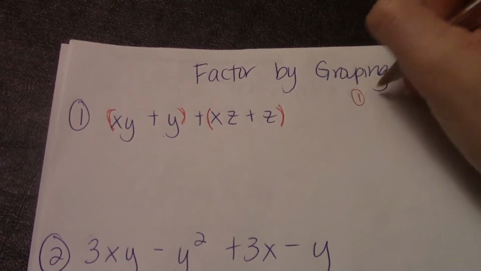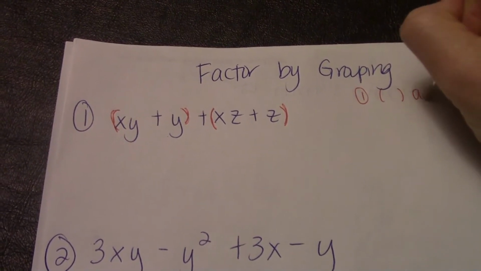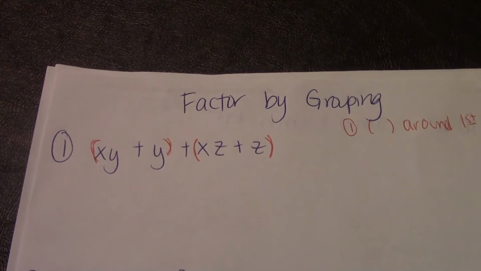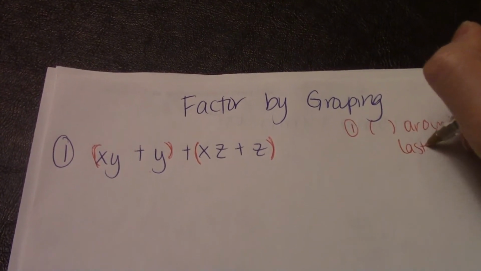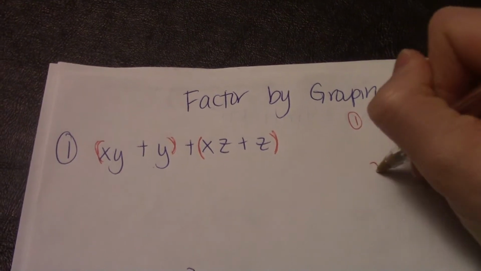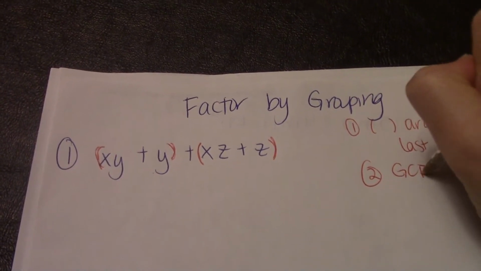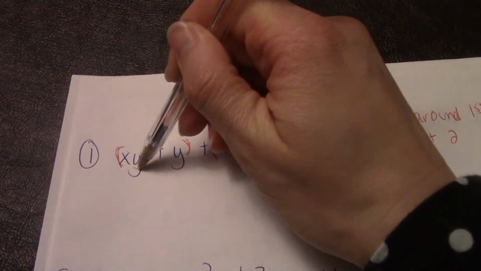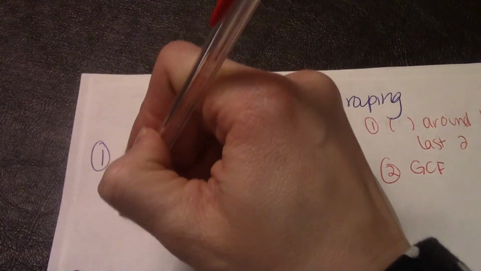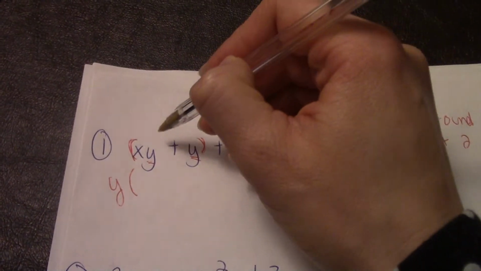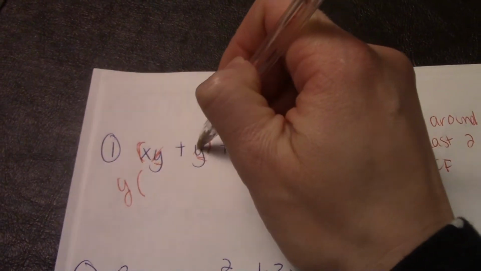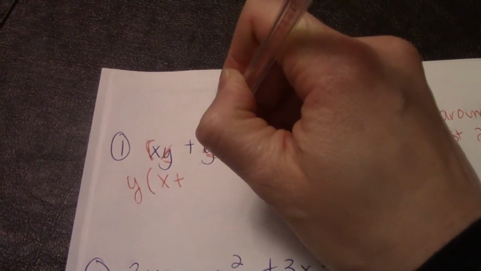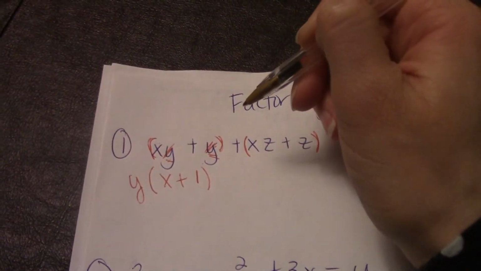So first step is put your parentheses around the first 2, and then the last 2. Second step is do the GCF. So what goes into both xy and y? Well, there's a y in both. So we're going to bring the y out front, leave your parentheses. So that y went away, and that y went away. So an x is left here, plus, well, nothing's left here, so there must be a 1 there. We can't just leave it as nothing.